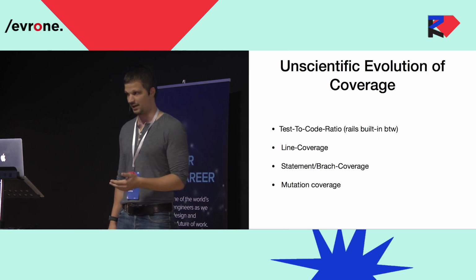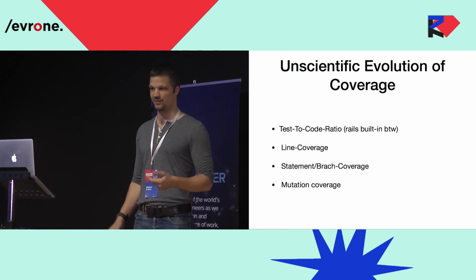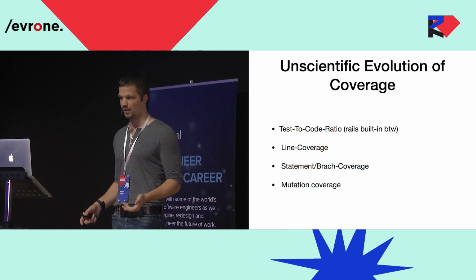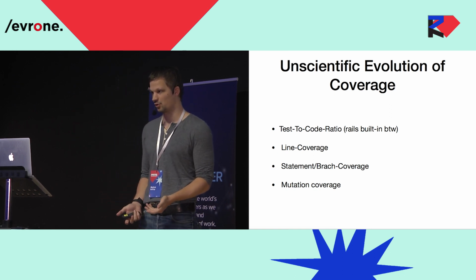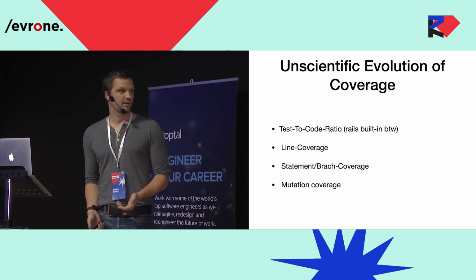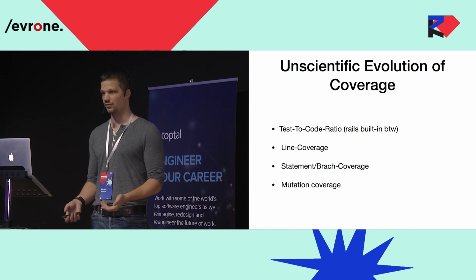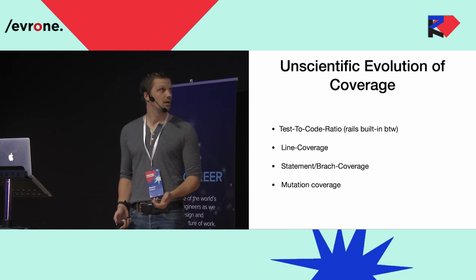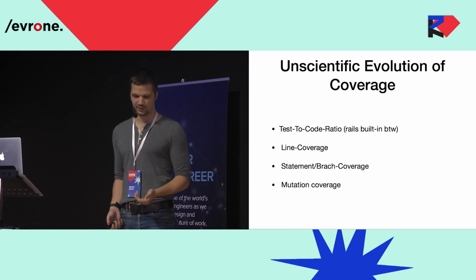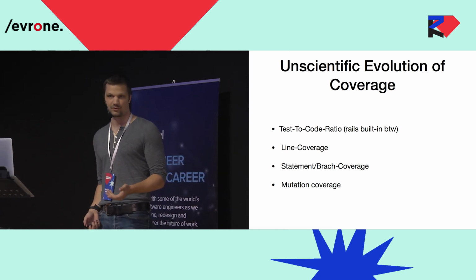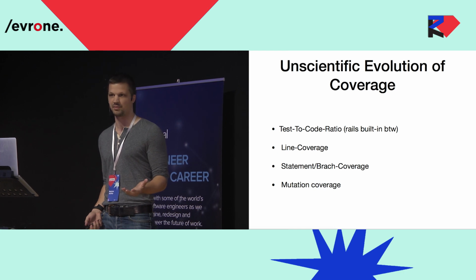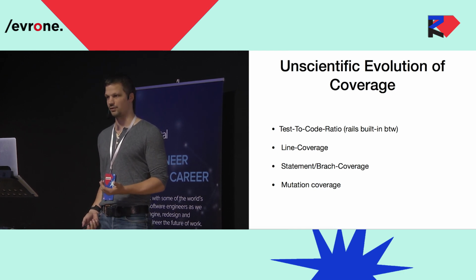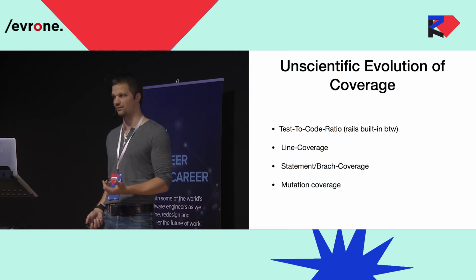So I started with Rails. And Rails has this famous test-to-code ratio. And nobody talks about this for a reason, because it's bullshit. There is no way the amount of lines you write to test something corresponds to the correctness of your test suite. Then there is line coverage. The line coverage is what about 15 to 20% of the people in the room are right now using. But the line coverage is lying to you also, because it never verifies what's actually tested. It just verifies that the code is executed, which is a big difference.